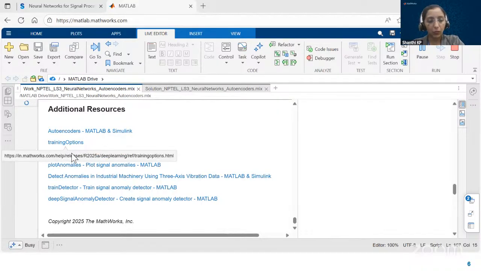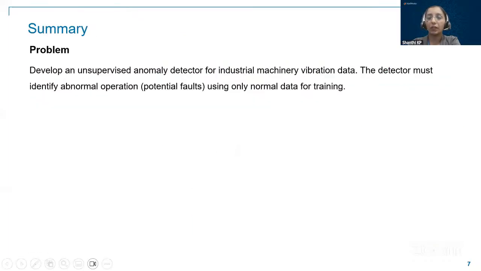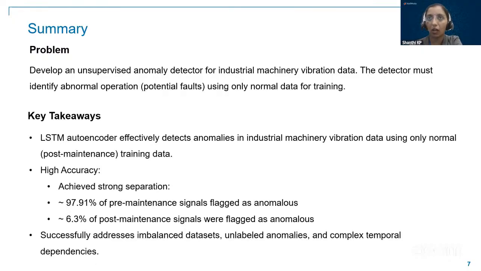So hence we come to the end of today's session. So to conclude what we have done today, in this example, we tackled a real world engineering problem of developing an unsupervised anomaly detector for industrial machinery vibration data. And the requirement was that the detector must identify abnormal operation using only normal data for training. So we used an LSTM autoencoder to solve this problem.